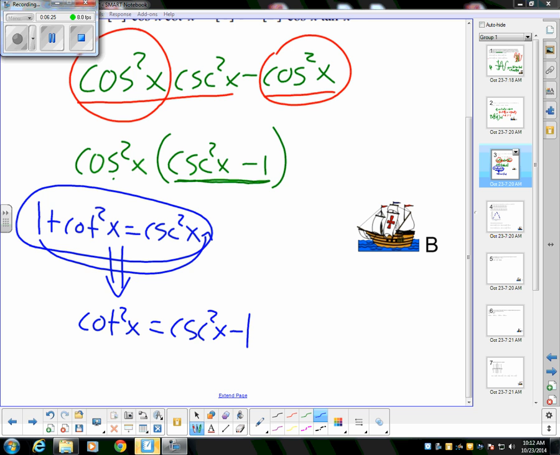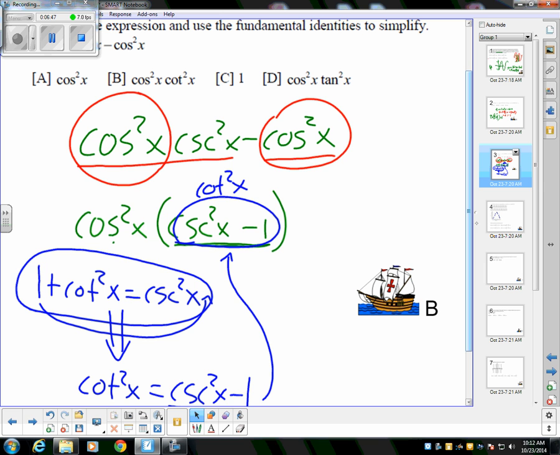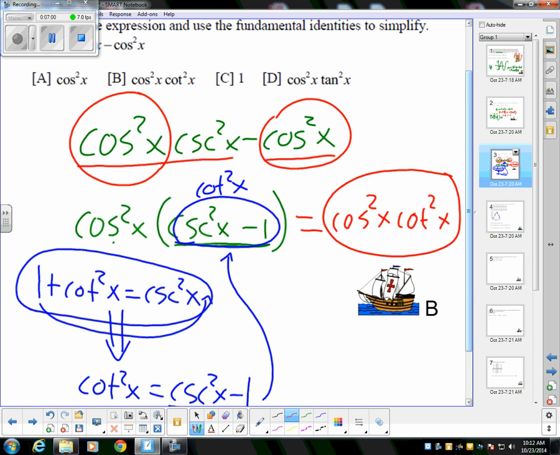Now why is that useful? Because we want to see, do we have something in here that matches something up here? And the answer is yes, we do. So I can substitute this part right here with cotangent squared of x. So this thing right here becomes cosine squared of x times cotangent squared of x, which is answer choice B.